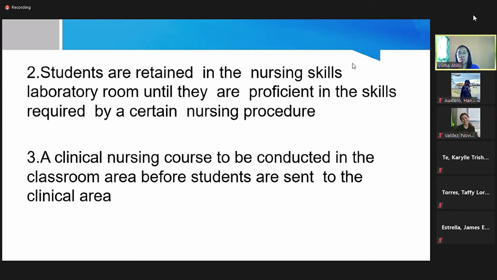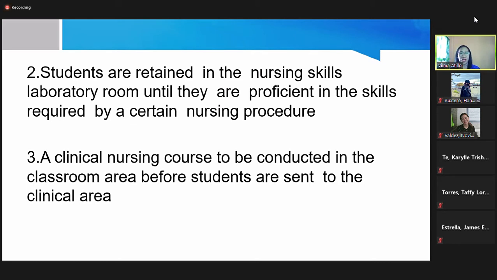So the CI can say, ma'am, I am afraid that this particular student will commit an error in the ward. I will not accept this student in the ward. So you can be sent back and retained in an area that you find difficult. Can you follow? Hello? Yes, ma'am. This is the reality. I am not scaring you. But that is what we are doing this time.